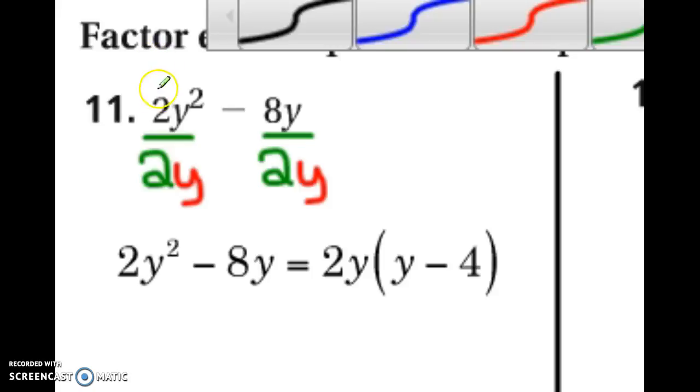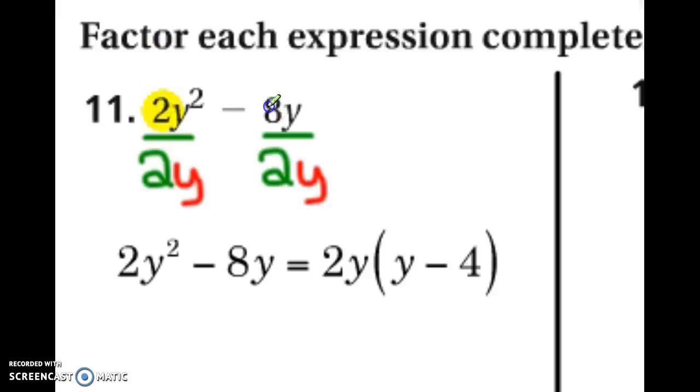Number 11, I'm going to factor. I notice right away I have a factor of 2 in here. So that's how I got 2 to come out. And then I notice y comes out of both of them. They both have at least a y in here. That's how y came out. So 2 divided by 2 is 1, and y squared divided by y is y. So 1y. 8 divided by 2 is 4. y divided by y is 1. Don't need to write that one.